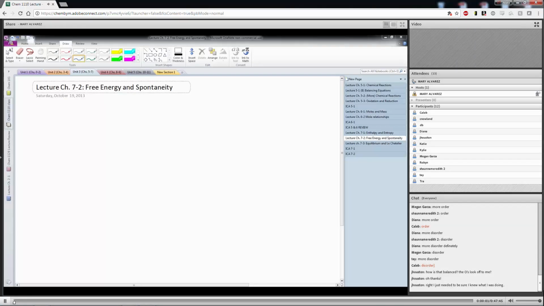Okay, so this is the second lecture in this series on free energy and spontaneity. This is where we're going to take our enthalpy and our entropy and put it together to determine whether a reaction really will be spontaneous or not, because we can often use enthalpy to do that, but not always.